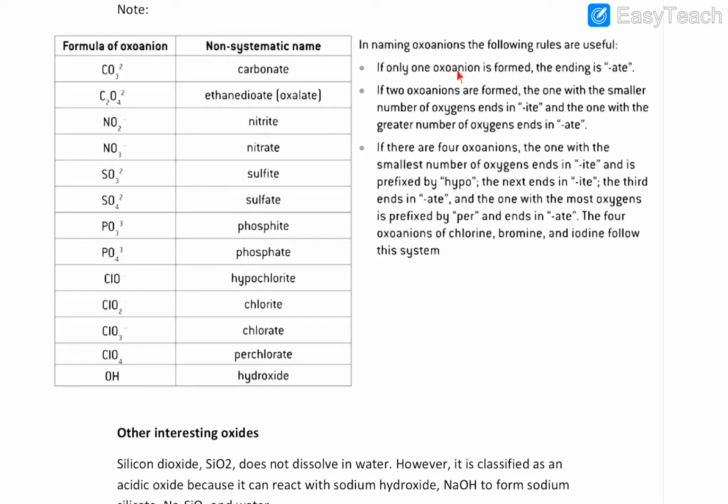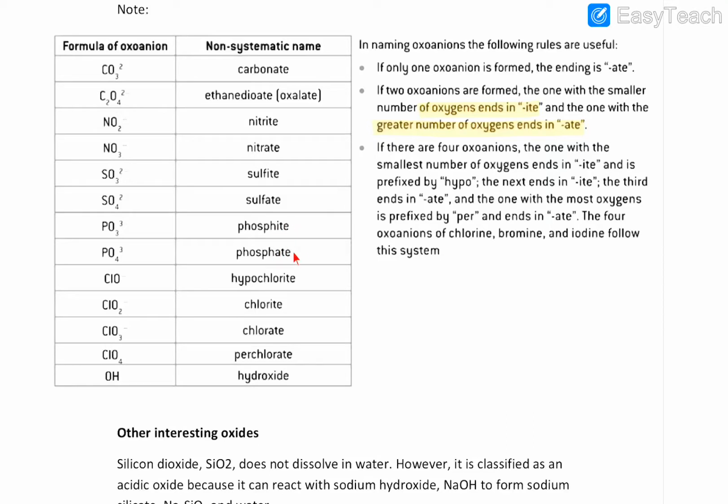So there is a rule for the naming. If there is only one oxoanion form, the ending is -ate. So just like carbon with oxygen forms only one oxoanion, so it's called carbonate. Here you have oxalate or ethanedioate. There's just one oxoanion. If there are two, the one with the smaller number of oxygen ends with -ite, and the one with the greater number of oxygen ends with -ate. Just like here, smaller number of oxygen -ite, larger number of oxygen -ate. Nitrite, nitrate. Sulfite, sulfate. Phosphite, phosphate.